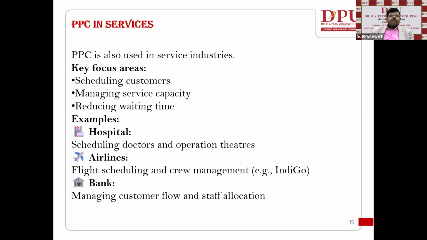What happens here? Hospitals, you are seeing the scheduling of doctors and operation theaters. Airlines, flight scheduling, very important. Crew management. Example, Indigo. Indigo crisis you have seen in December. What was the Indigo crisis? Still now people follow Indigo.